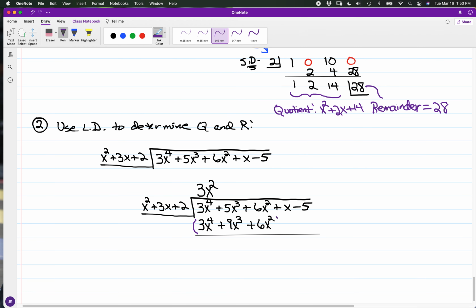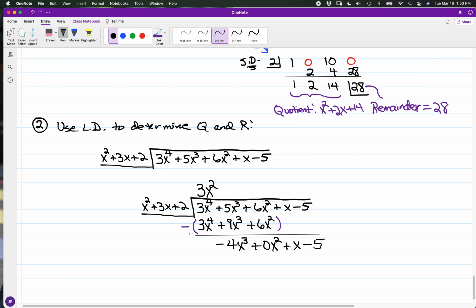Again, with the long division, I'm looking at row by row subtracting. So the 3x to the 4th will go out, and we have 5x cubed minus 9x cubed, so we're going to have a minus 4x cubed. Next in line, we have 6x squared minus 6x squared. That is going to be negligible, but I can just write this as 0x squared just for placeholder purposes.